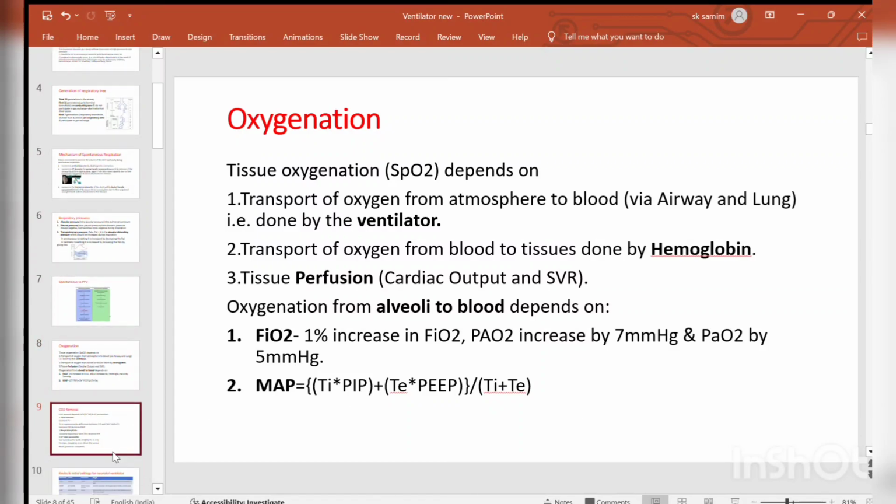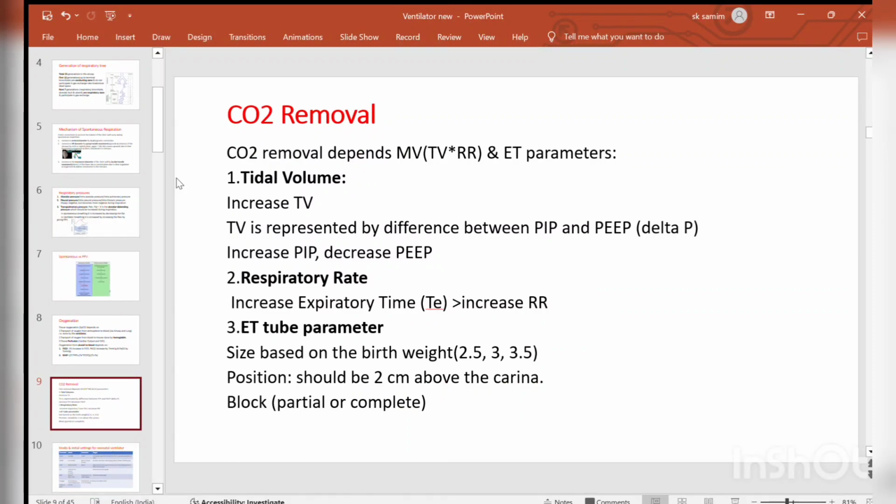Next, CO2 removal. For effective CO2 removal, we have to increase the minute ventilation, that is the tidal volume times respiratory rate, and ET tube parameters. Factor 1 is tidal volume. If we increase the tidal volume, then CO2 removal will be more. And tidal volume is represented by the difference between the PIP and PEEP, that is the delta pressure. So we have to either increase the PIP or decrease the PEEP. Then we have to increase the respiratory rate for effective CO2 removal.